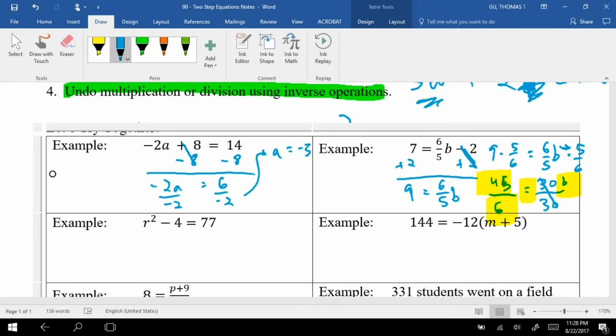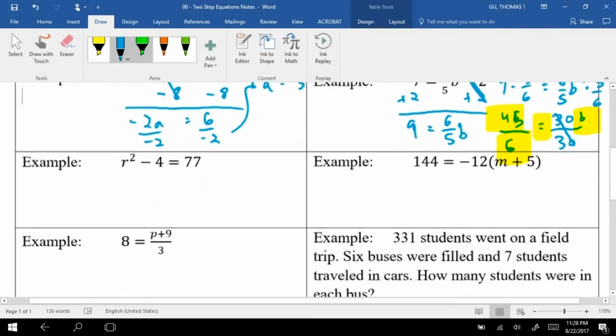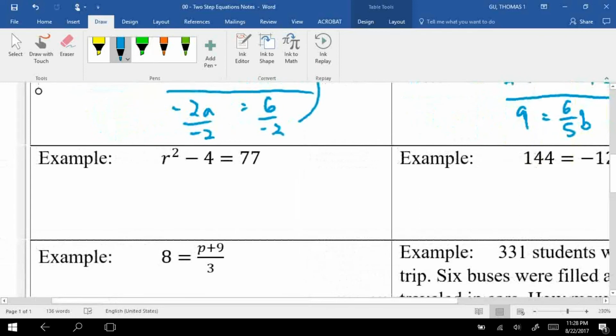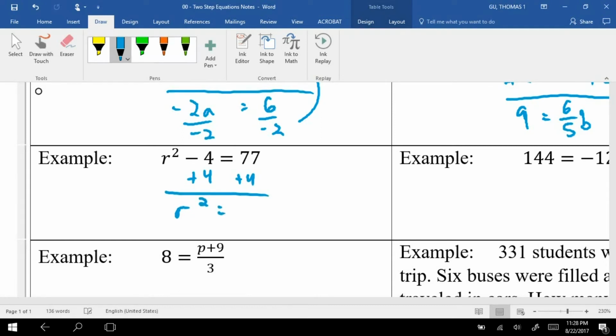All right, let's go to the next one. Let's scroll down a little bit and make it a little bigger. Next one: r squared minus 4 equals 77. What do we have to do first? We have to get the r by itself. If you said add 4, that's right, plus 4 on both sides. Then r squared equals 77 plus 4. Counting up from 77: 78, 79, 80, 81. Okay, 81.